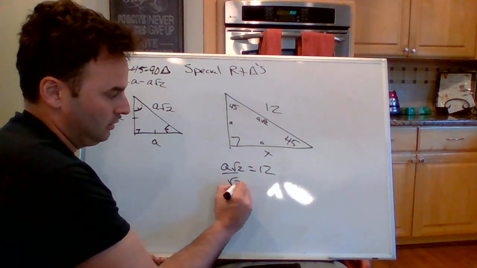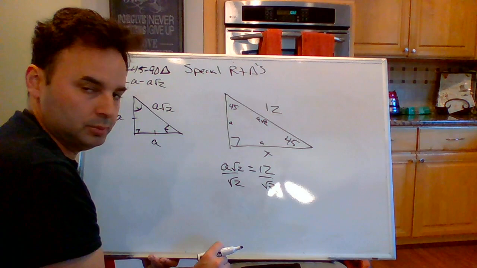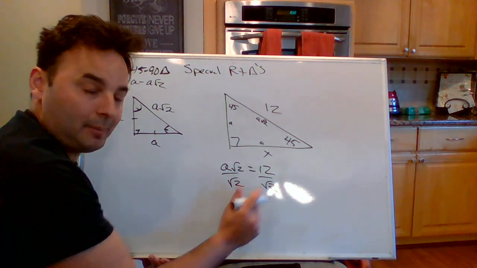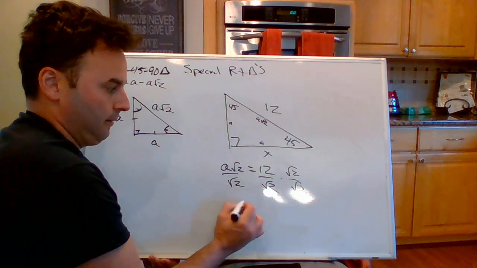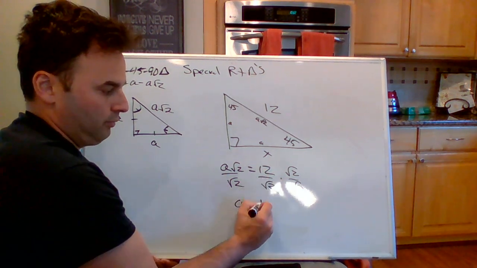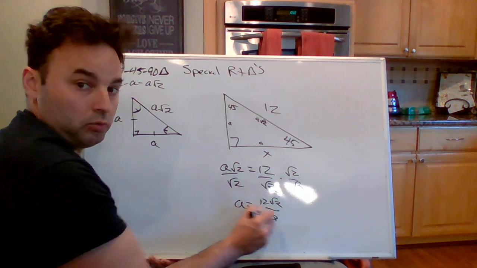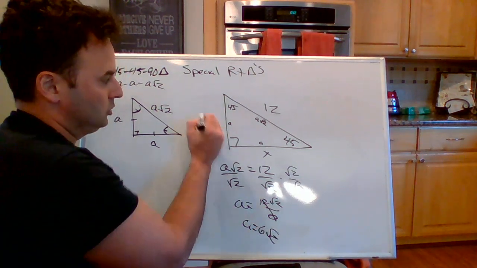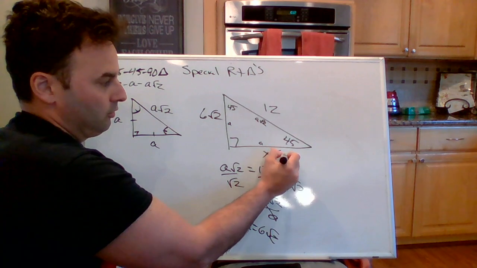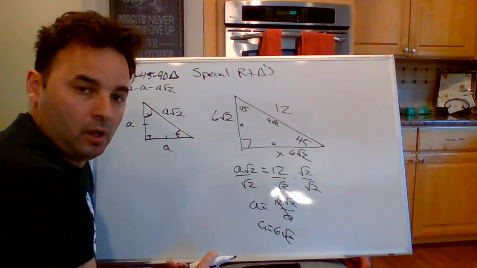Solve this out, divide both sides by radical 2. I can't have a radical in the denominator, so I'm going to rationalize it. So therefore A is 12 radical 2 over 2. This reduces out. A is 6 radical 2. And they're both 6 radical 2.